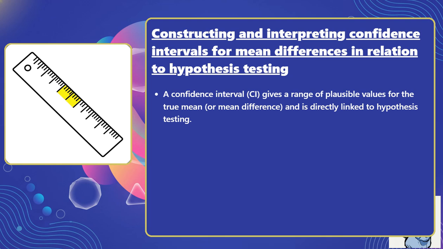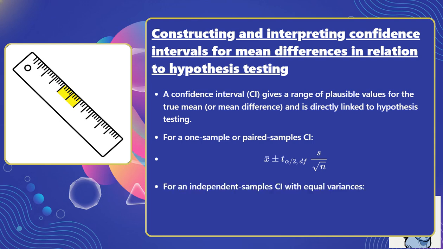A confidence interval, CI, gives a range of plausible values for the true mean or mean difference, and is directly linked to hypothesis testing. For a one-sample or paired samples confidence interval: x bar plus or minus t sub alpha over 2, df, times s divided by the square root of n. For an independent samples confidence interval with equal variances: x bar sub 1 minus x bar sub 2 plus or minus t sub alpha over 2, df, times s sub p times the square root of (1 over n sub 1 plus 1 over n sub 2).